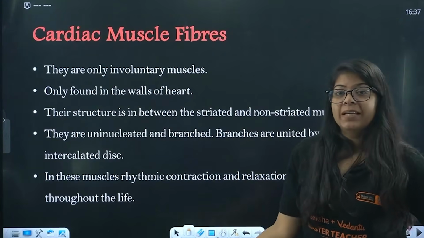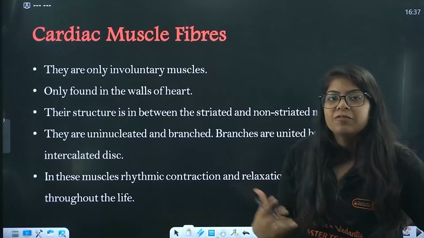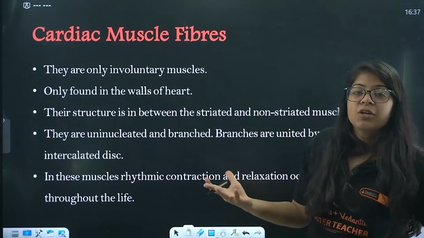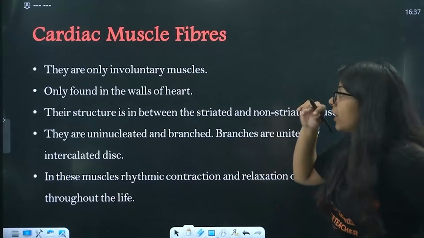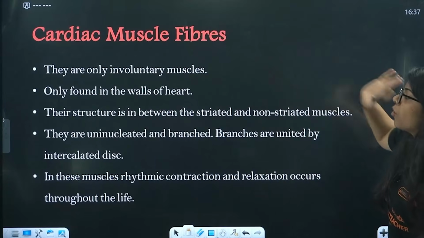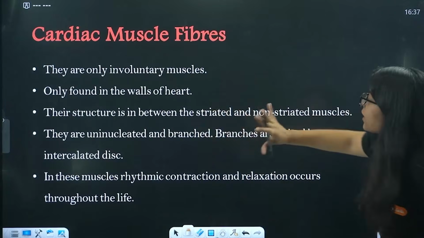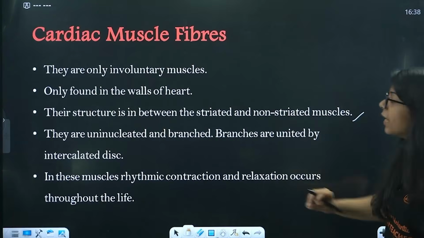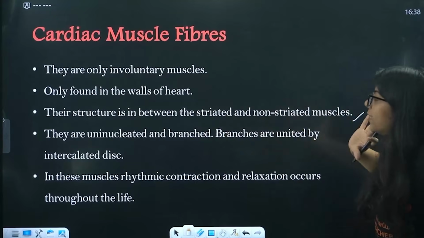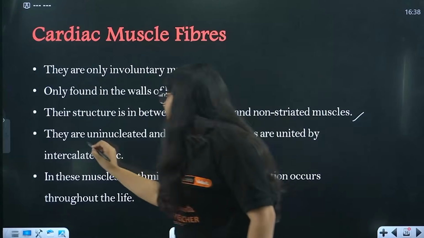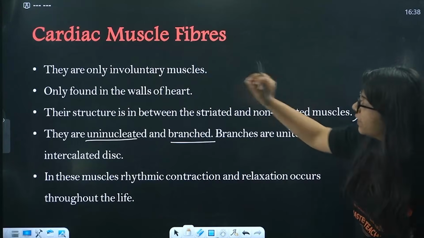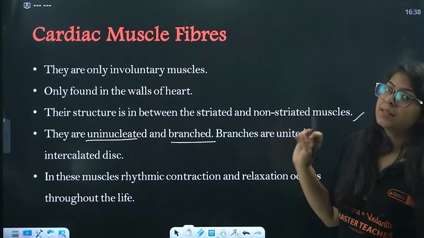You can stop breathing, right? But you can't stop your heart from beating, right? On your own will, you don't have the control to stop your heart beating. Okay, so they are only found in the walls of the heart. Their structure is in between the striated and non-striated muscles. They are uninucleated and branched. They only have one nucleus and are branched. Branches are united by intercalated discs.